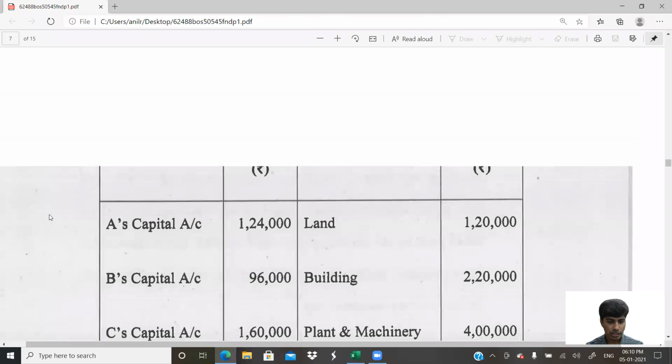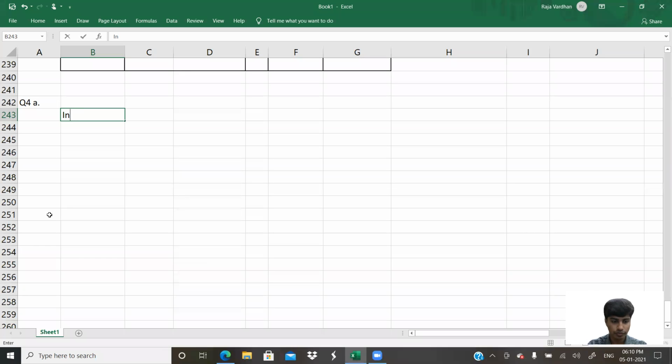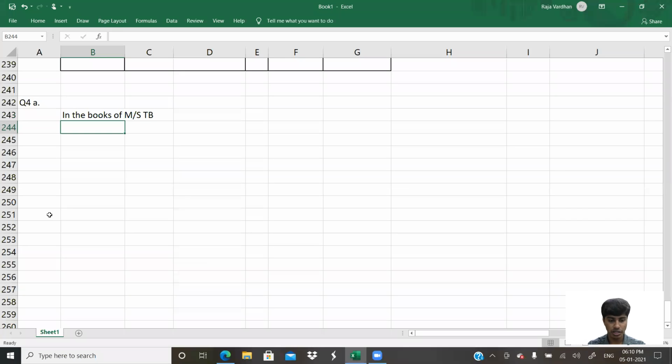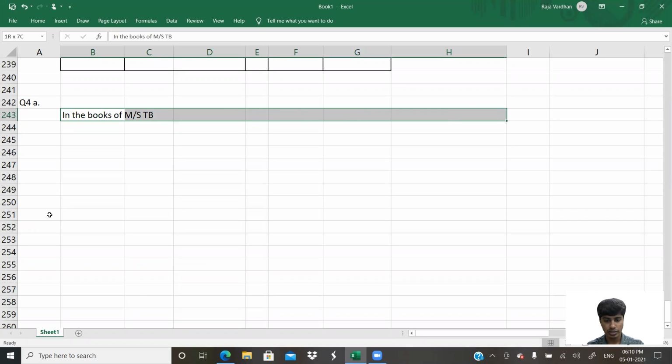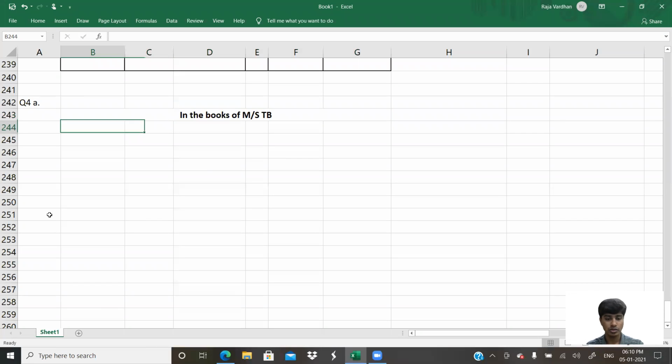By the way, what is it? It is in the books of Messrs. TB Company. In the books of Messrs. TB. That set is given. So I'll stick to that much. Okay, what do they want us to prepare? They want us to prepare revaluation account. I will have date column, particulars column, amount column, particulars column, amount column.